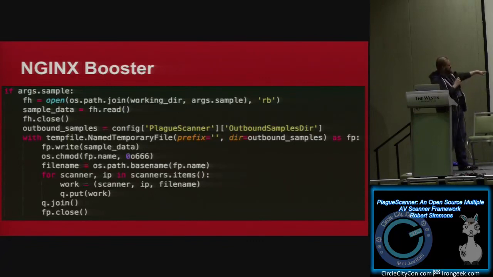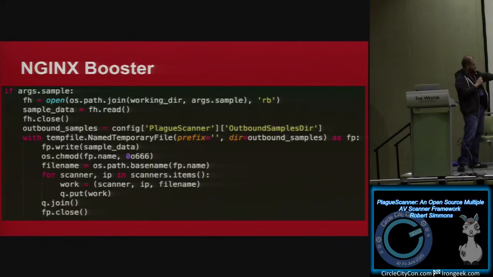And then down here is where the data gets jammed into the work queue. At the end of that, when the work queue is finished, after all the threads hit the join method, I close that file handle, and then boom, everything's cleaned up and I'm done. And then I'm dropping a JSON document into standard out.